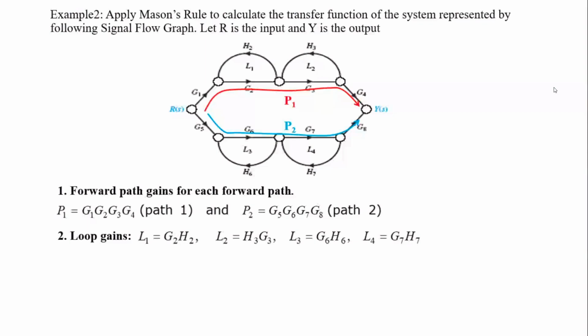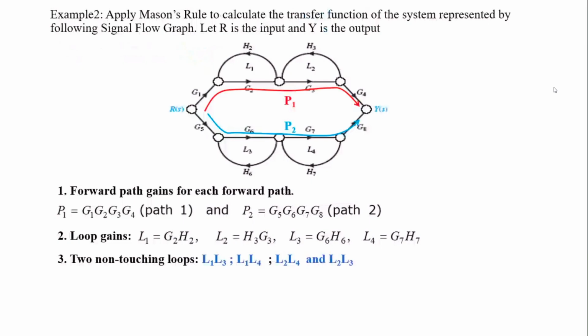So the 2 non-touching loops are L1 L3, L1 L4, L2 L4 and L2 L3. So 4 pairs of 2 non-touching loops. And 3 non-touching loops: nil.